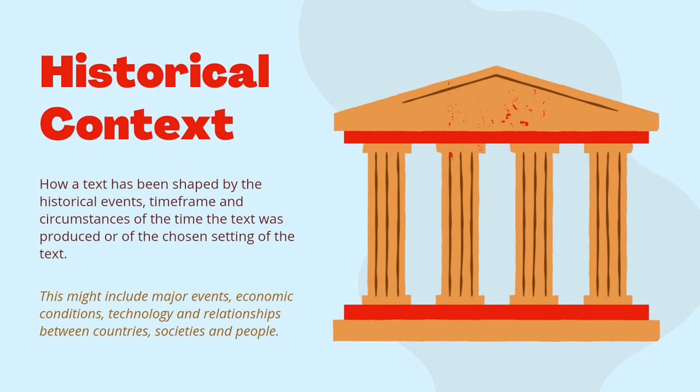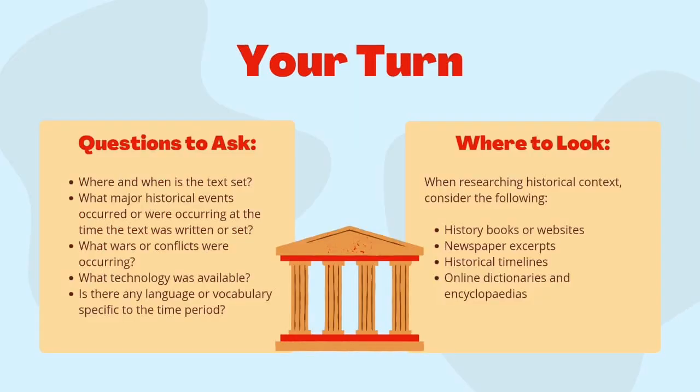Historical context. How a text has been shaped by the historical events, time frame and circumstances of the time the text was produced or of the chosen settings of the text. This might include major events, economic conditions, technology and relationships between countries, societies and people. Here are the questions you can ask about historical context and some help where you can seek answers from.